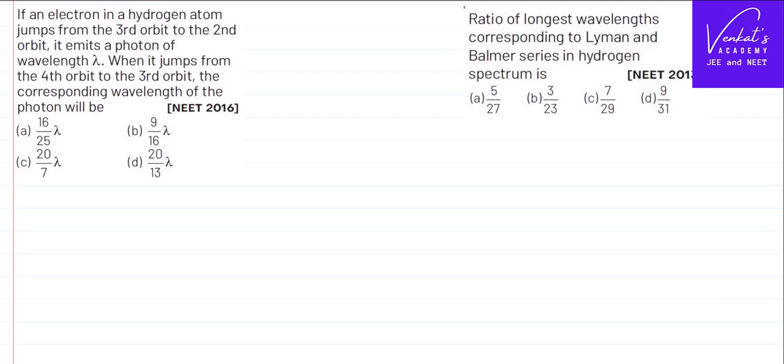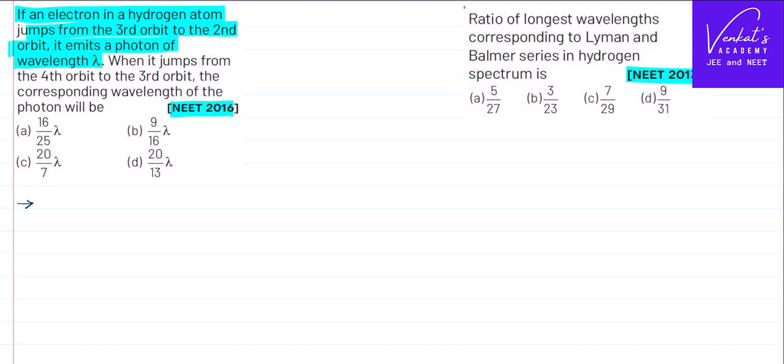We are solving two simple questions that appeared in NEET in the chapter atoms. Let us see the first question. If an electron in a hydrogen atom jumps from third orbit to second orbit, it emits a photon of wavelength lambda. Let us stop here for a second and see what's the meaning of that.